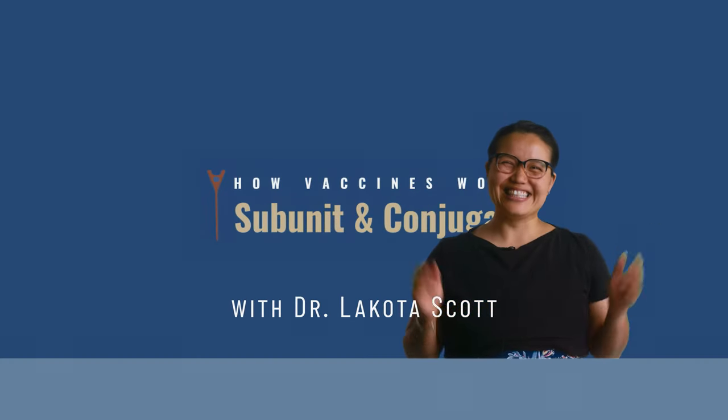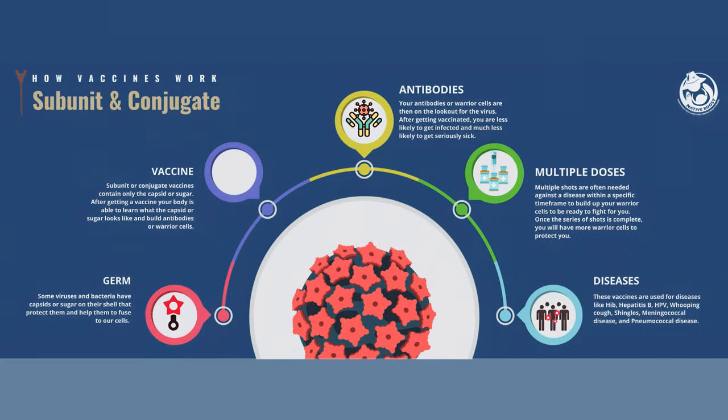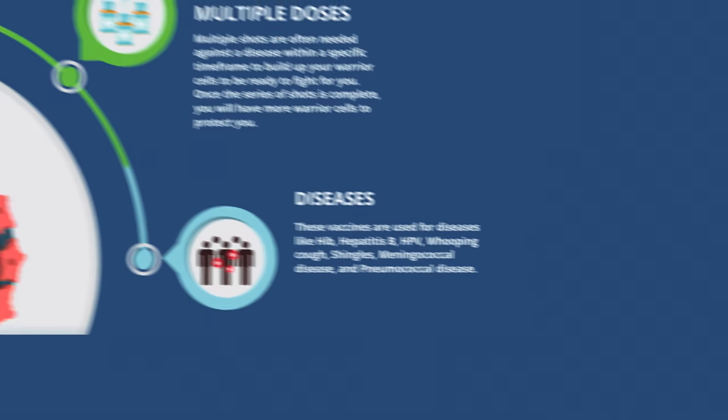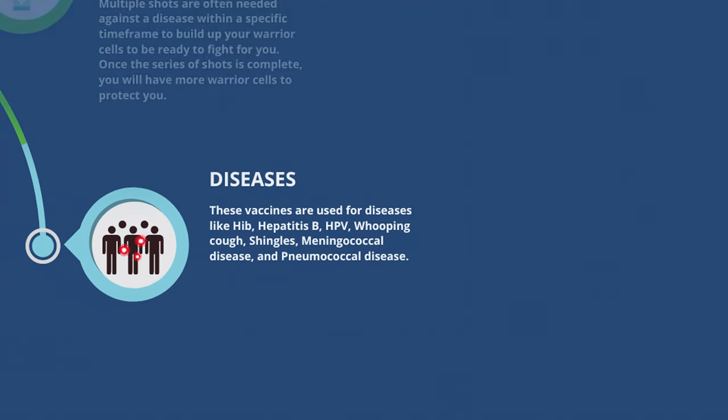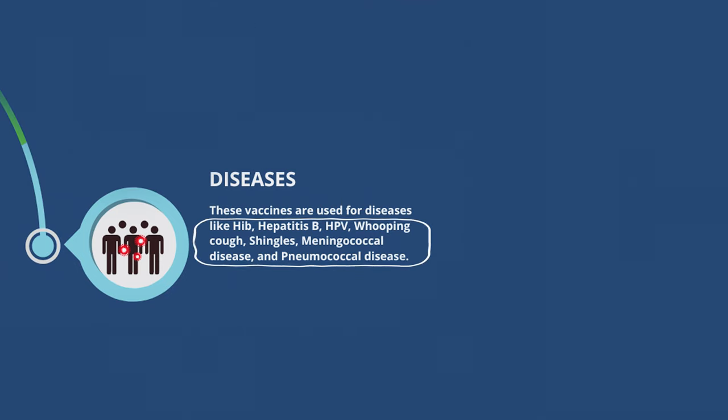Hi, I'm Dr. Scott. Let's learn about subunit or conjugate vaccines. Most people have gotten these types of shots a couple times in their lives, and they are used for diseases like HIB, hepatitis B, HPV, whooping cough, shingles, meningococcal disease, and pneumococcal disease.